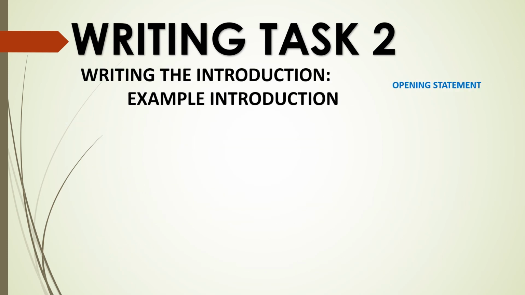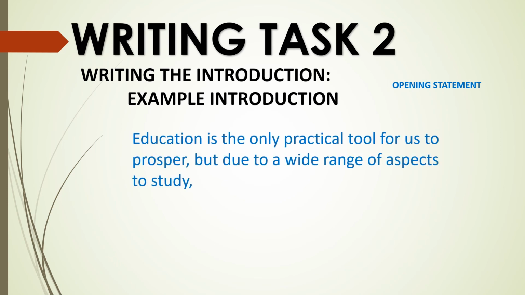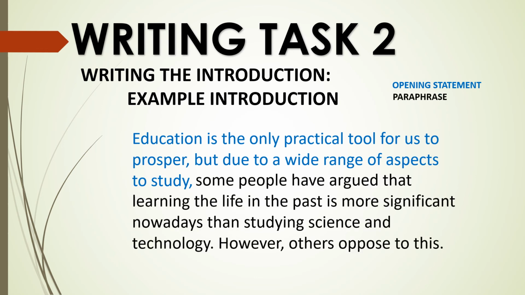Okay, so we have an example introduction here. First is the opening statement. The opening statement that I've written is: education is the only practical tool for us to prosper, but due to a wide range of aspects to study. It is a phrase but not a sentence. Okay, paraphrase: some people have argued that learning about life in the past is more significant nowadays than studying science and technology. However, others oppose this. So "others oppose this" is a paraphrase of view 2. Make it short.